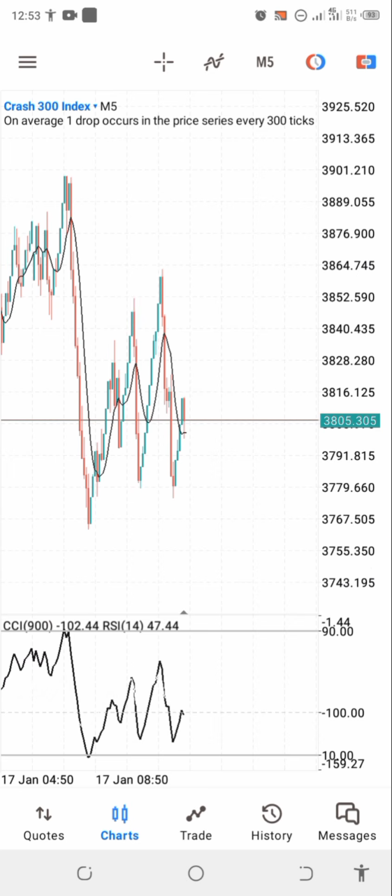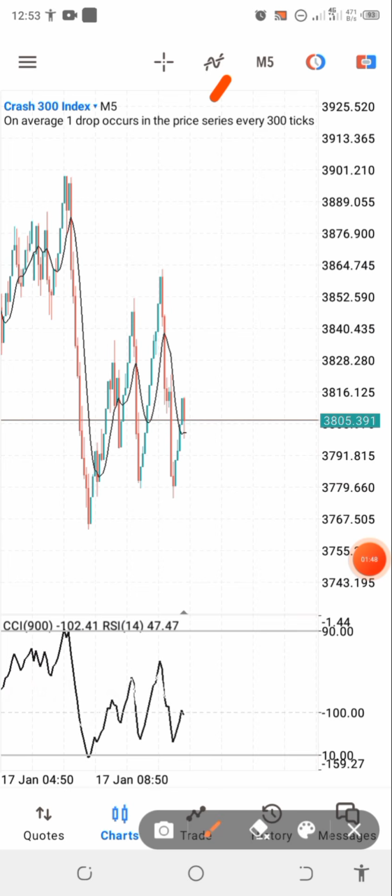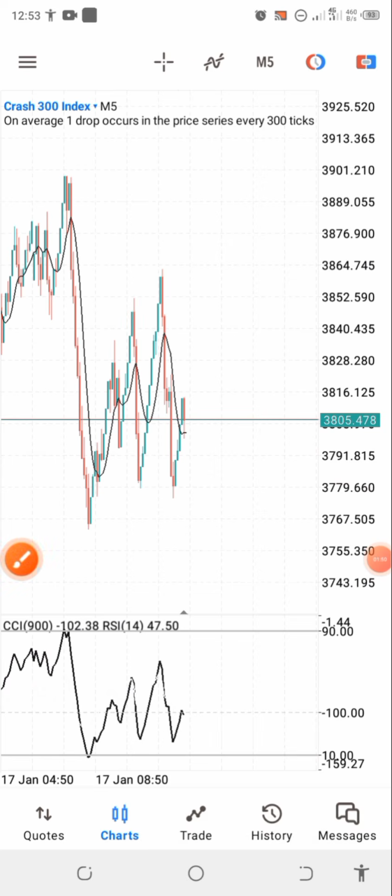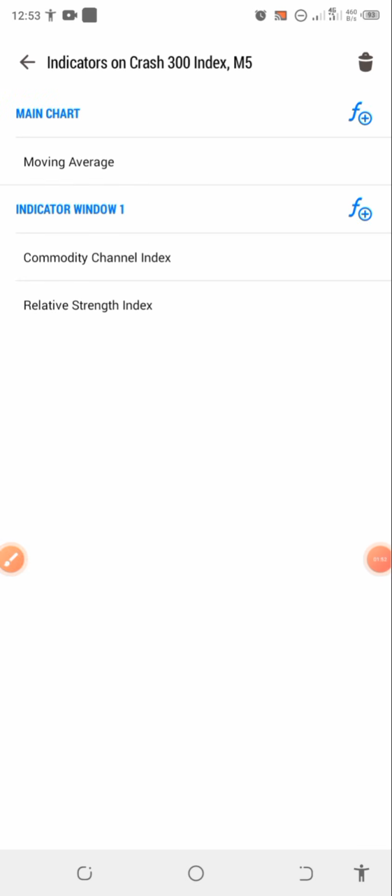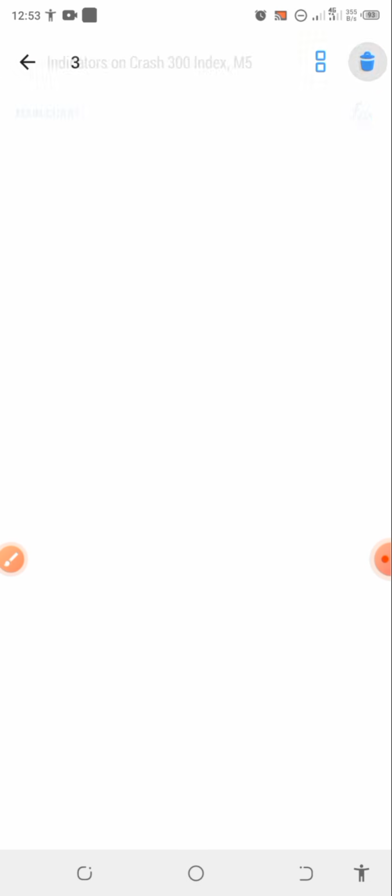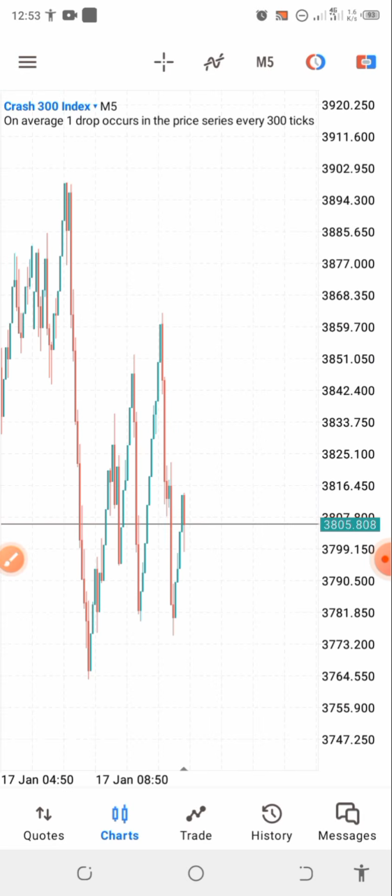Now to add an indicator, you have to go to this icon which you are seeing right here. When you get there, these are all the settings you need for the strategy, but I'll first delete everything so we can have a clean chart. Then we start from scratch.